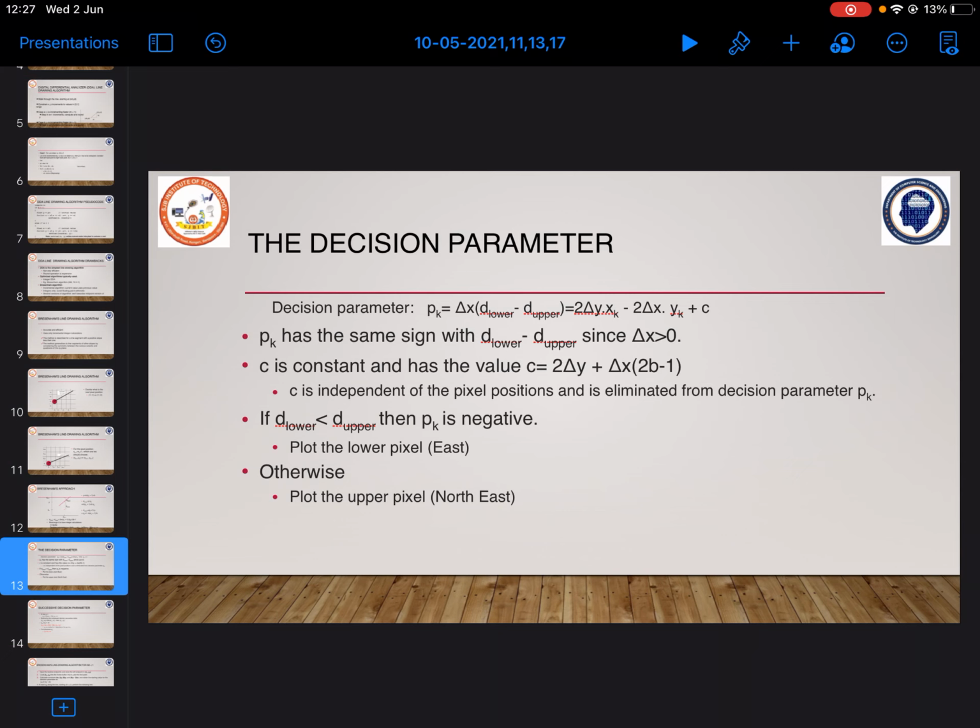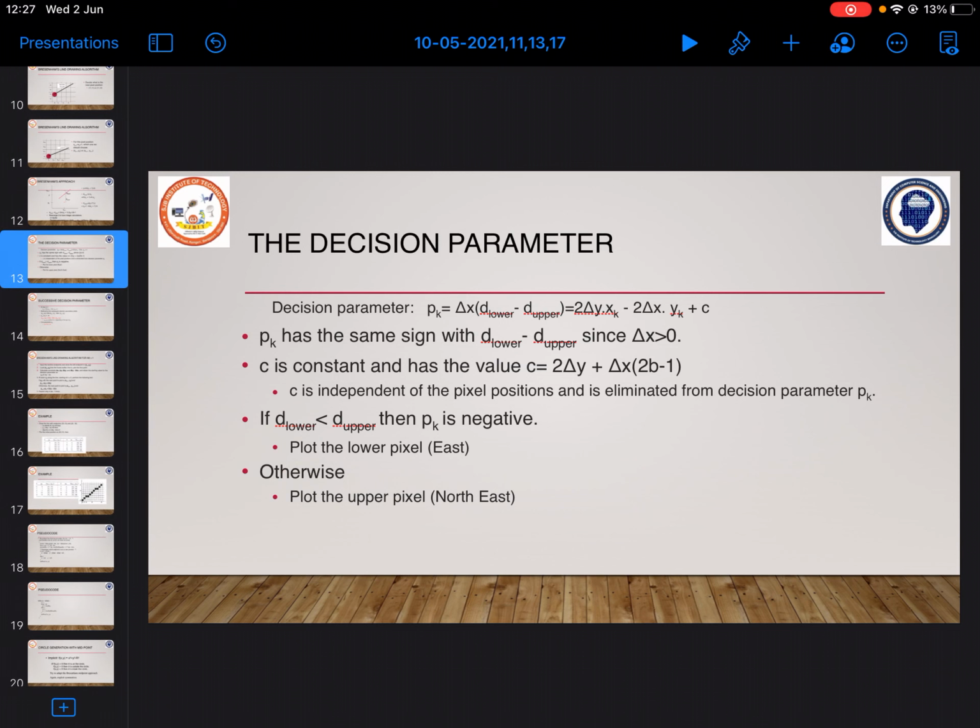pk has the same sign as d lower minus d upper, since delta x is greater than 0. Here c is a constant with the value c equals 2 delta y plus delta x of 2b minus 1, where c is independent of the pixel position and is eliminated from the decision variable pk.